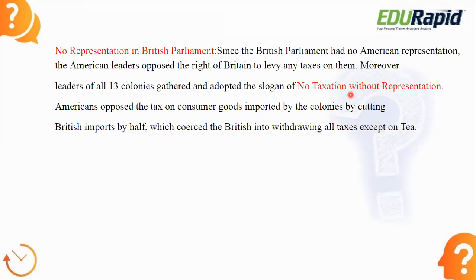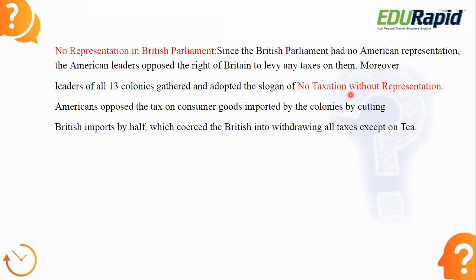Which coerced the British into withdrawing all taxes except on tea. Because of this large amount of opposition by the American people, they removed all the taxes. They withdrew all the consumer goods taxes, but they kept one tax, the tea tax. Why did they keep the tea tax? In fact, it was very low compared to the other goods taxes. Why did they keep it? Because of their ego. If they withdrew all the taxes completely, it would be like surrendering to the American people. It was a threat to their ego, for their self-respect. They kept that tea tax.